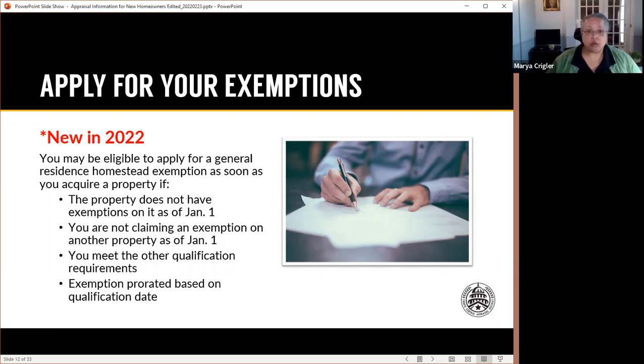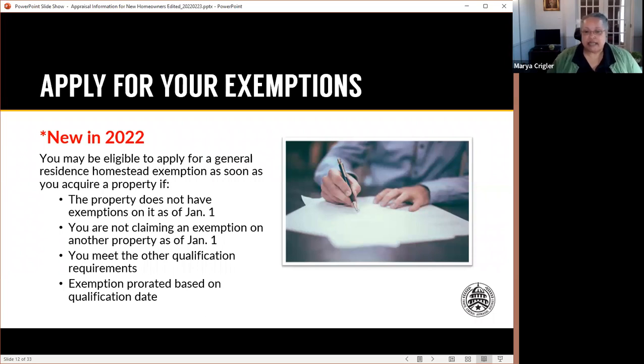So when we talk about owning and occupying, I know a lot of new homeowners are buying houses that are being constructed or under construction. Just because you purchased the property in March does not mean that you may be able to claim the exemption in March if it's still under construction and you're not occupying it. You get to claim the exemption as soon as you occupy the house. So if you buy it in March and it's still under construction and you're not able to occupy it until August, August becomes your qualification date.